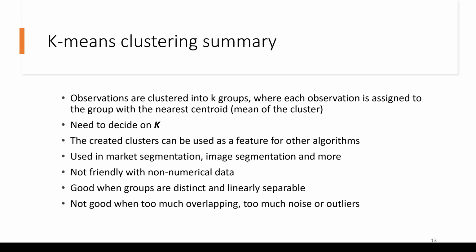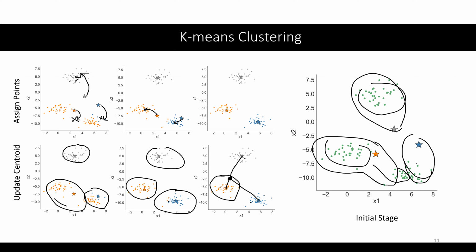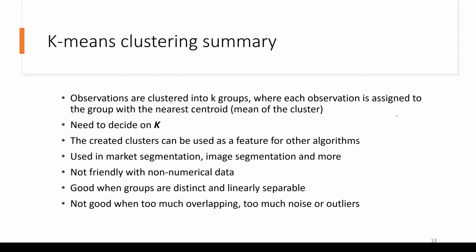And it's good when the groups are distinct and linearly separable. Like in this example here, if you have points that are distinct from each other like this, then it's much easier for the k-means clustering method to find these clusters. But if there's too much overlap, too many points, and too much noise in the data, then it becomes much more difficult for k-means to find nice, good clusters there.